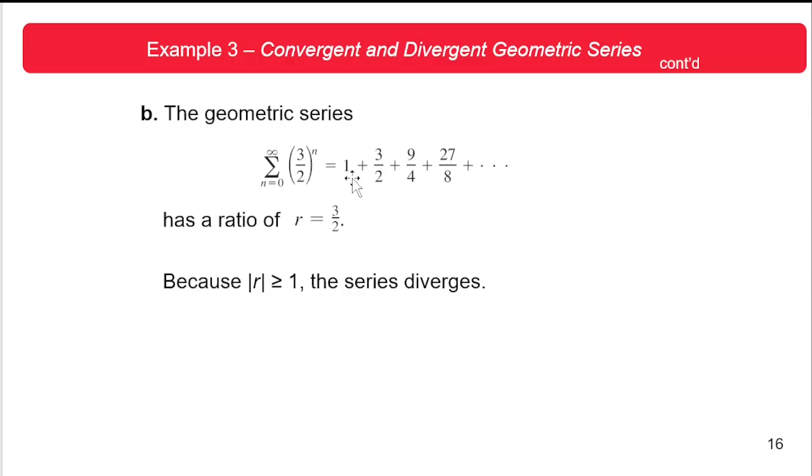So, in this case, as you can see, the value of r here is 3/2. And because 3/2 is greater than 1, we can therefore conclude that this geometric series is divergent, or the series diverges.